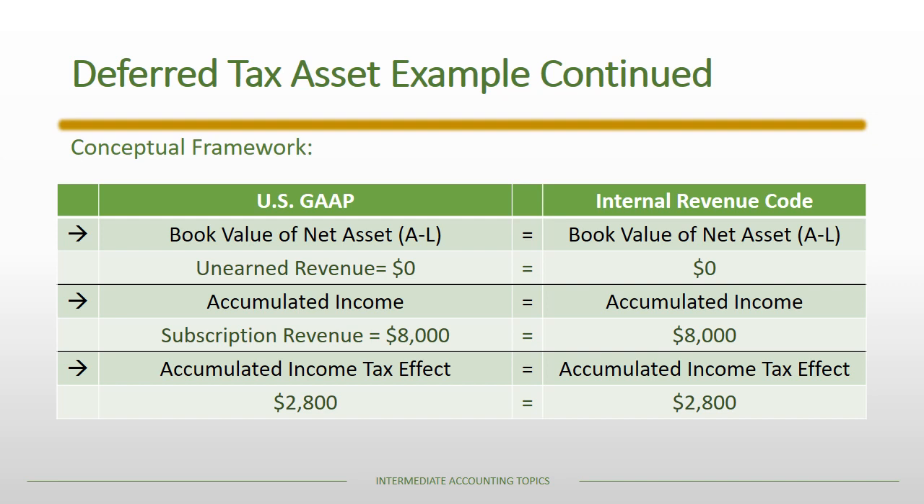Again, just tying it all together in the conceptual framework, we see that there is no balance in unearned revenue, therefore they are equal, which means accumulated income must also be equal. And of course, it's the 4,500 plus the 3,500 for a total of 8,000. And because the subscription revenue is equal, it must be the case that the income tax effects are also equal, and they are for $2,800.